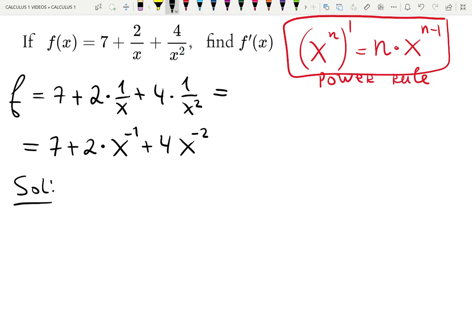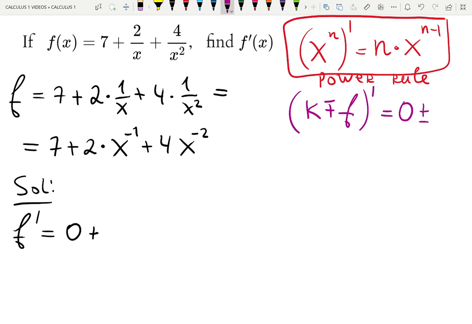Now I will find the derivative of this original function, f prime. What happens to 7 when we differentiate it? Derivative of a constant standing by itself, isolated, is 0. Plus. So remember, the difference between a constant being, let me put any random constant k, a constant being added to a function, when we differentiate this sum or difference, doesn't matter, then it will be 0 plus or minus the derivative of the function.